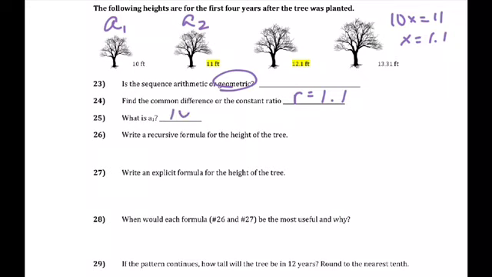What is a sub 1? It's 10. So now you need to do a couple of things, right? The recursive formula, that's the one with 3 parts. Write an explicit formula, that's like what we just did at the top. And then we're going to answer some questions. So pause the video and write both of the formulas. You're just going to follow the examples that you've done before.